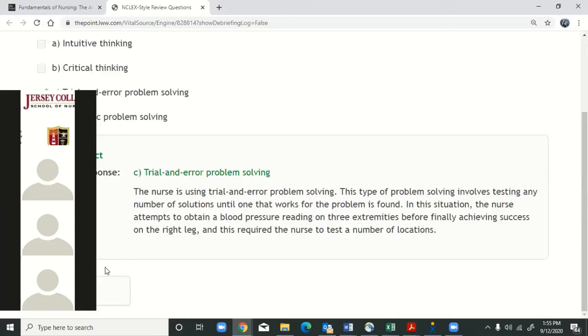One day I got a call. I was doing IV infusions, okay? And I got a call from a patient that was discharged from the hospital yesterday.